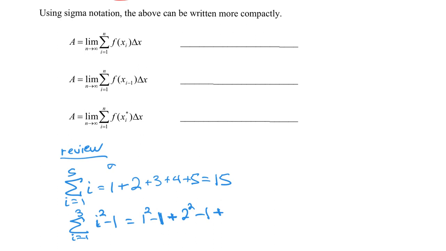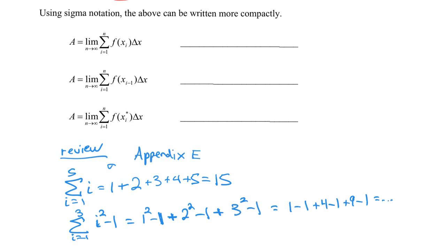We plug a 3 in there, then we're done. It goes from 1 to 3 and it stops at 3. So we plug a 3 in there. Get 3 squared minus 1. So that would be 1 minus 1 plus 4 minus 1 plus 9 minus 1, and you could add it up. So basically, I just wanted to review, but that is in Appendix E in the book. So if you're a little rusty with summation notation, it's in Appendix E.